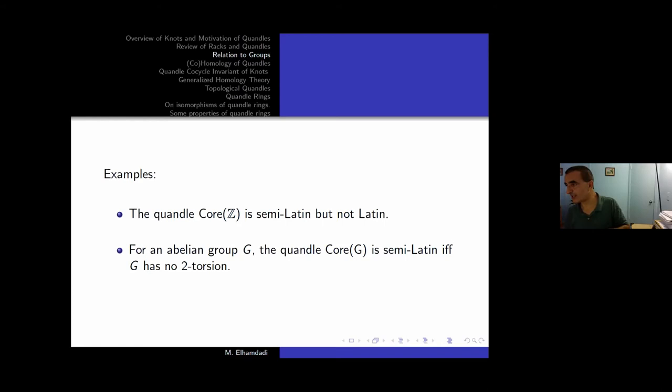If you take the core of Z, remember, Z is an abelian group. And then earlier we wrote core G as x triangle y being y x inverse y. If you write it in additive notation, it's just 2y minus x. This is the Takasaki quandle. And it's straightforward to see that it's not Latin. If you have an abelian group, the core of it is semi-Latin if and only if the group has no 2-torsion.